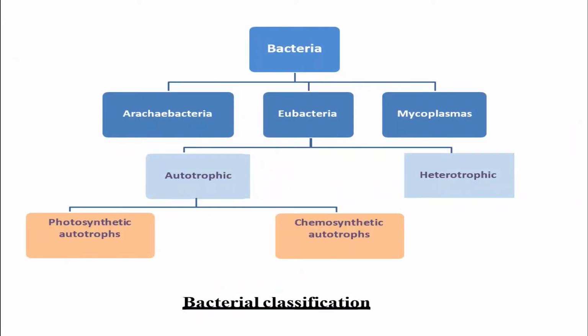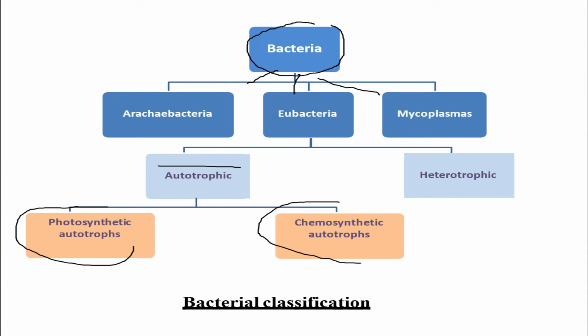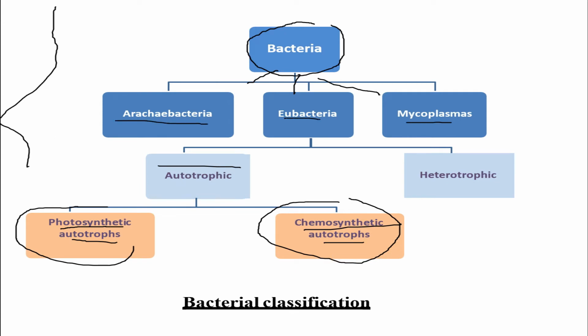Moving on, bacteria can be classified in various ways. They can be classified broadly into three types: Archaebacteria, Eubacteria, and Mycoplasma. These can be autotrophic as well as heterotrophic. Under autotrophic, they can be photosynthetic autotrophs or chemosynthetic autotrophs. We just discussed chemosynthetic autotrophs, and we'll discuss photosynthetic autotrophs in the coming videos. So this is the basic layout of bacterial classification: Archaea, Eubacteria, and Mycoplasmas.